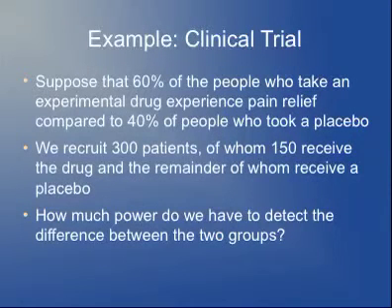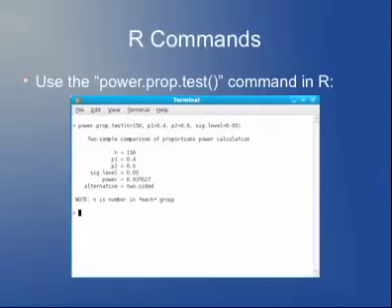To give an example of when you might want to do hypothesis tests on proportions, let's say that 60% of people who take an experimental drug experience pain relief, compared to 40% who took a placebo. And let's say we recruit 300 patients, and 150 receive the drug, the other 150 take the placebo. What power do we have to detect the difference between these two groups? The command in R to do this is called power.prop.test.